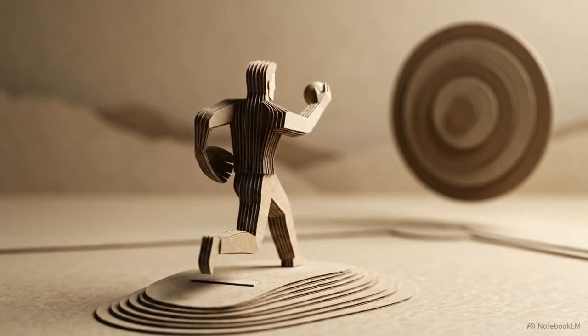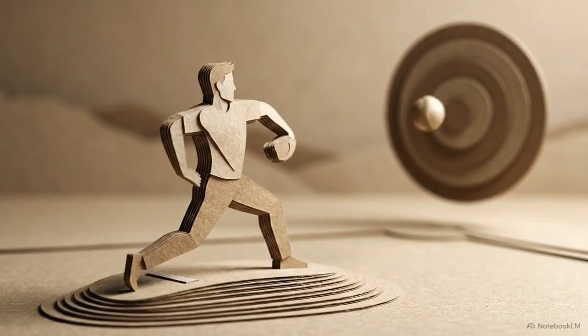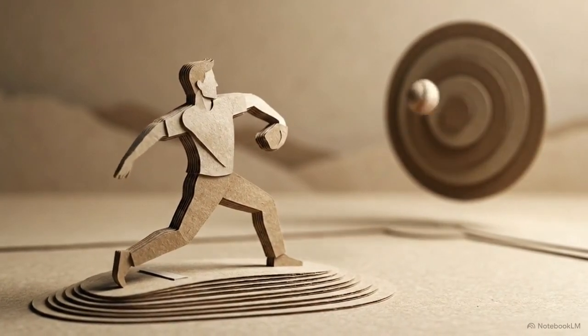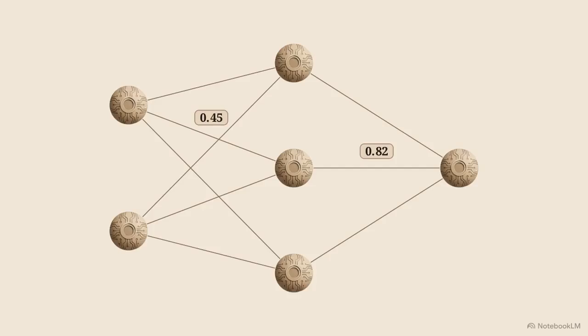We begin with a miss. A child winds up, releases, and the ball goes wide. The target remains untouched. Through repeated attempts, a human learner evaluates the distance from the target, adjusting the grip and release. Artificial intelligence navigates a digital version of this same refinement process.